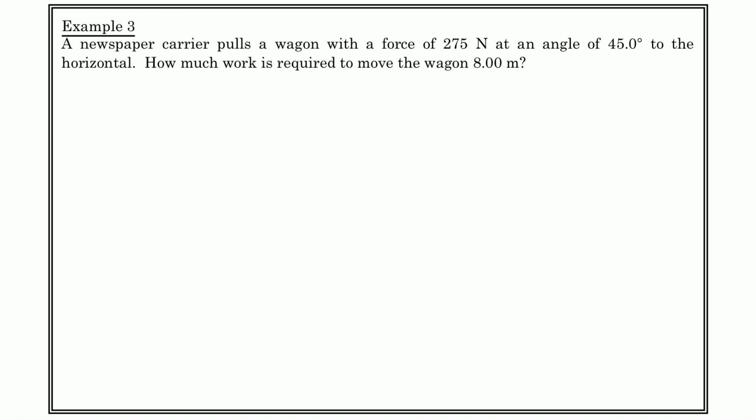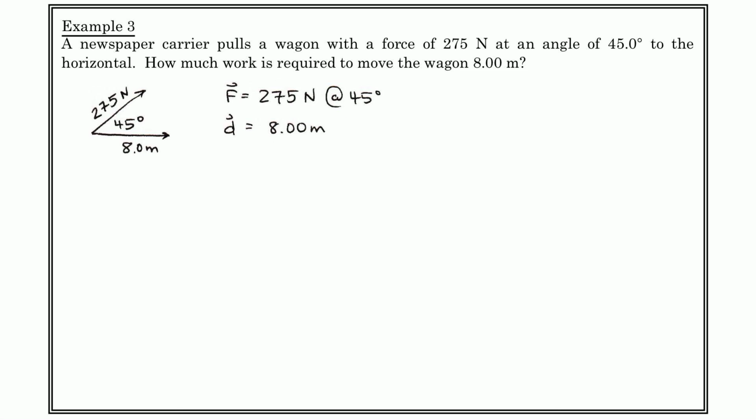A newspaper carrier pulls a wagon with a force of 275 newtons at an angle of 45 degrees to the horizontal. How much work is required to move the wagon 8 meters? So again, this is a review of grade 11, but here we've got 275 newtons pulling up. We've got a displacement of 8 meters in this direction, and we have an angle of 45 degrees between those two vectors. Hey, might be a good time to use our definition of the dot product for work, which is F D cos theta.